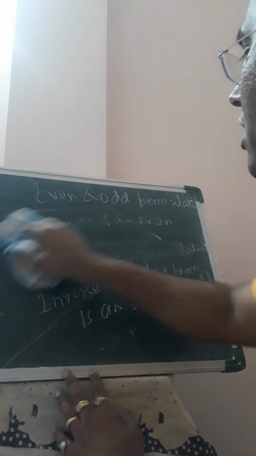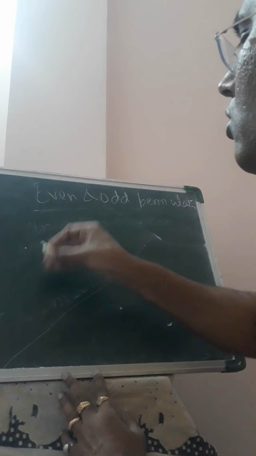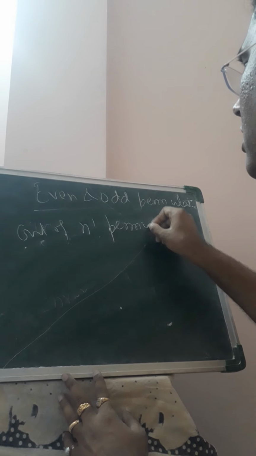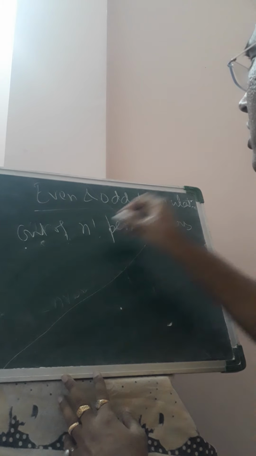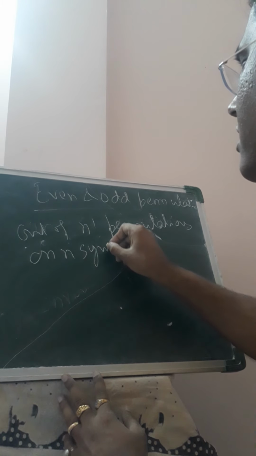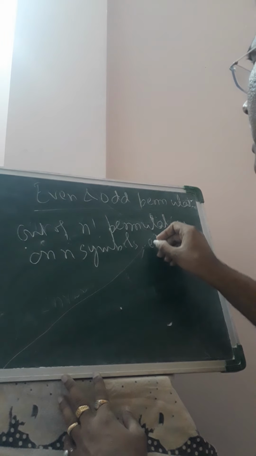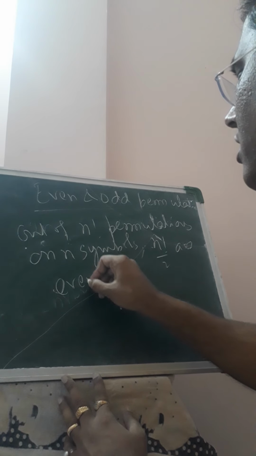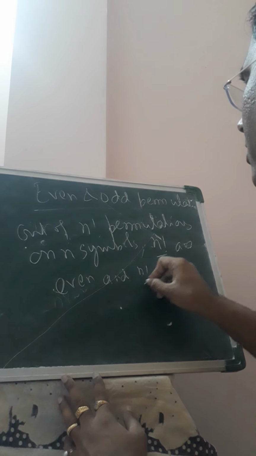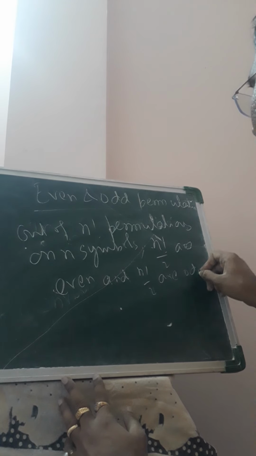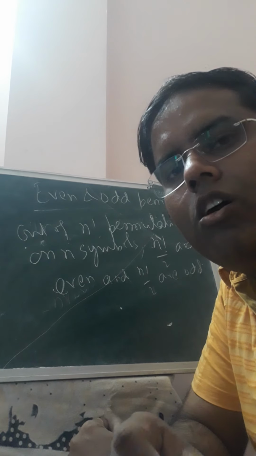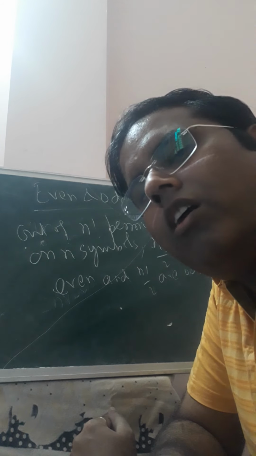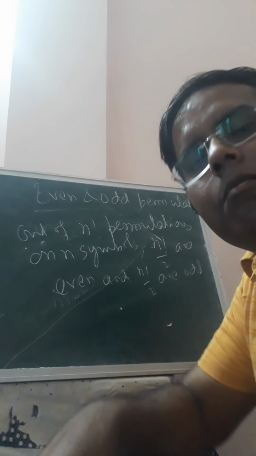Since there are total n factorial permutations on n symbols, exactly half, that is n factorial by 2, are even and n factorial by 2 are odd. So out of the total n factorial permutations on n symbols, exactly half are even permutations and exactly half are odd permutations. This is all about the permutation group.